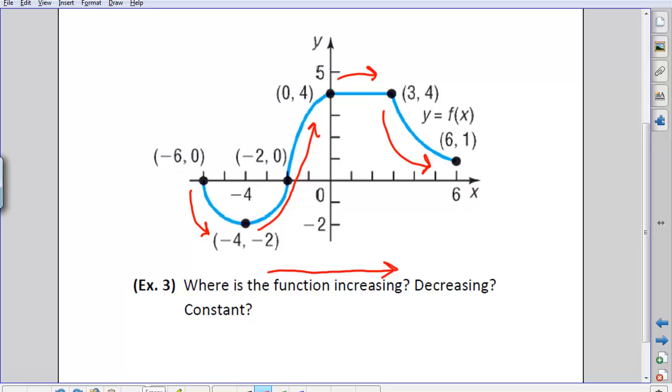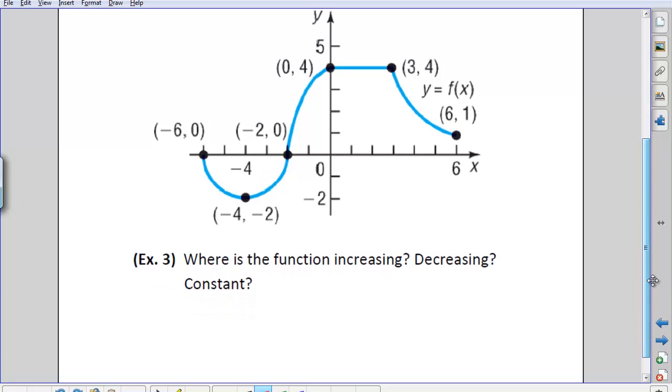Now the tricky part is how you write these answers. The way that we're going to phrase these answers is we're going to use intervals. And anytime you talk about where something is happening on a function, you always answer in terms of x values. So when it asks where is the function increasing, decreasing, and constant, you want to answer, from this x value to that x value, it's increasing.